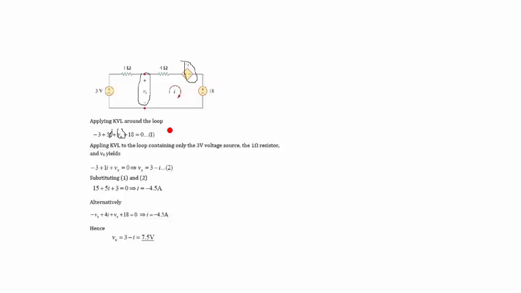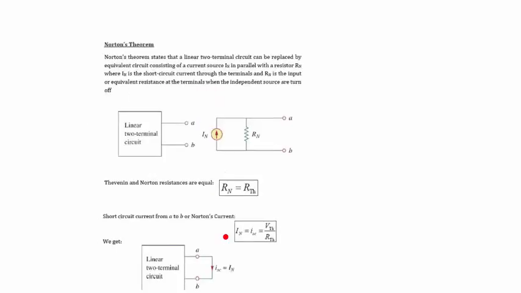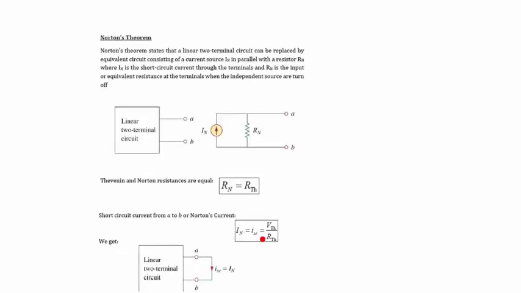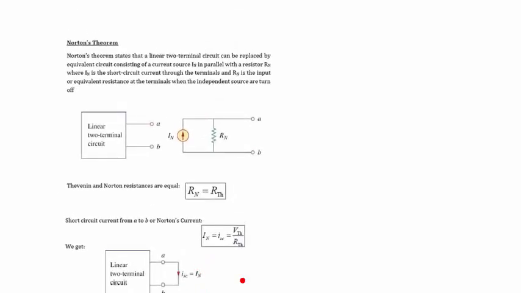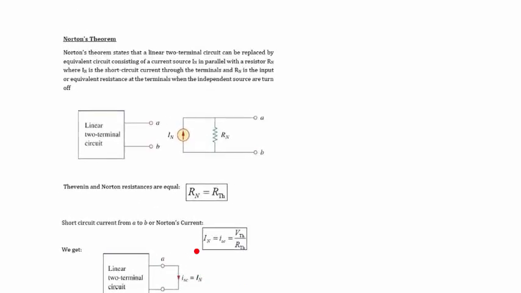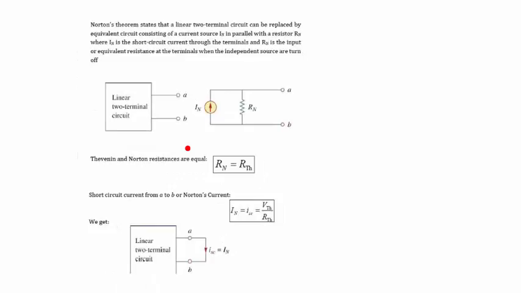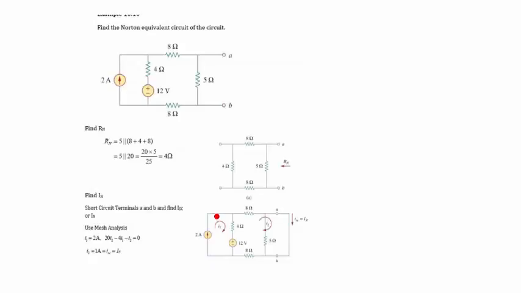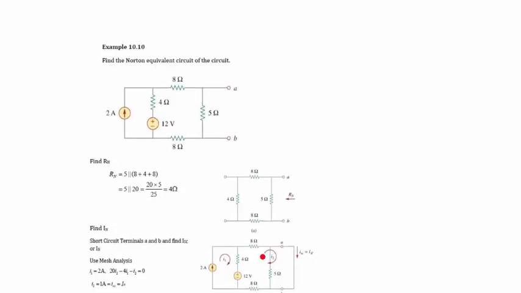Note that Thevenin and Norton resistance are equal. So the only difference now will be to find the Norton current, and the Norton current is basically VTH upon RTH. So it's just like you're going a step further. That is what you are doing. Just quickly look at this example and you will understand what we are talking about.